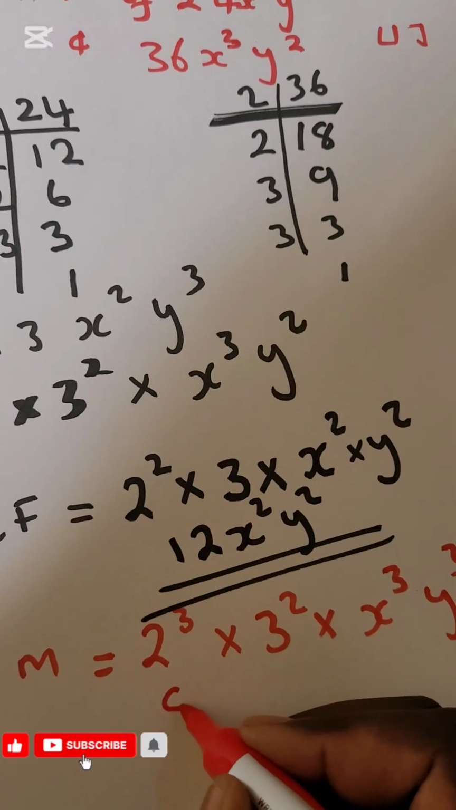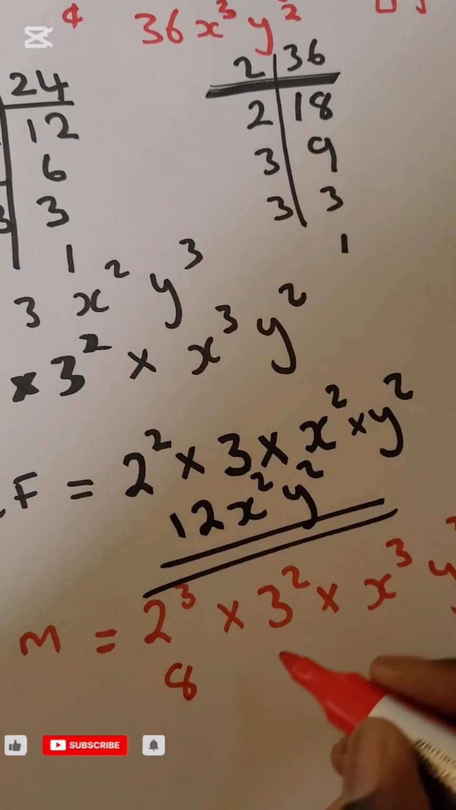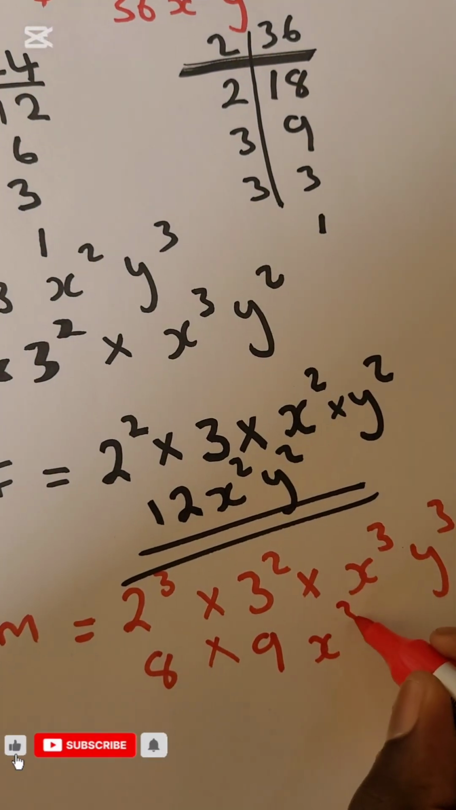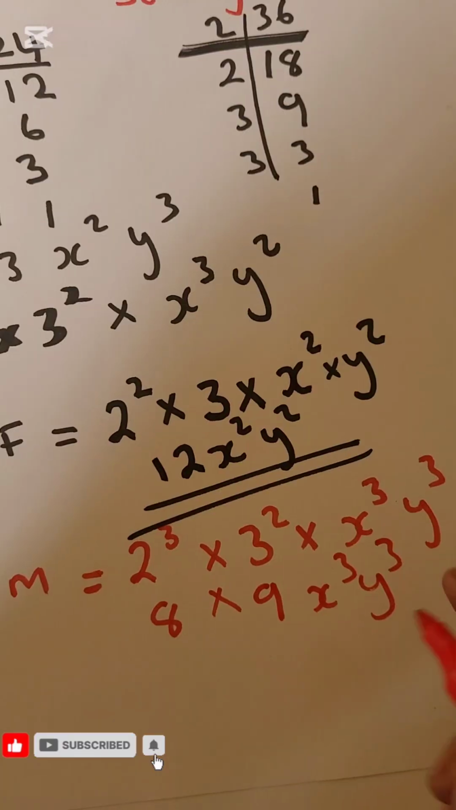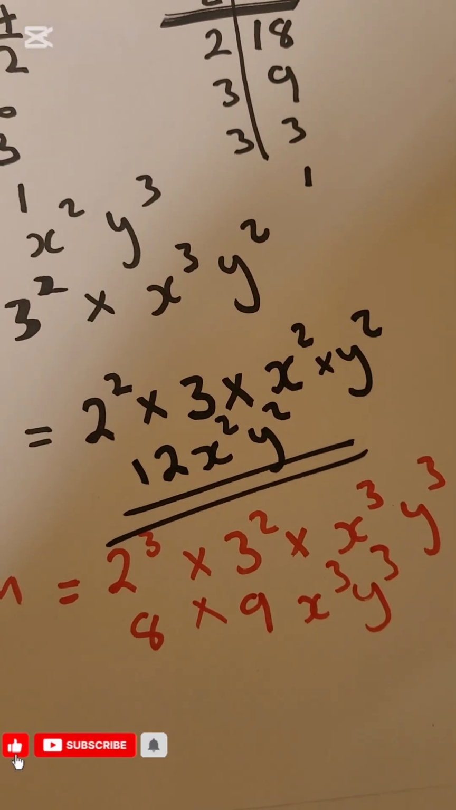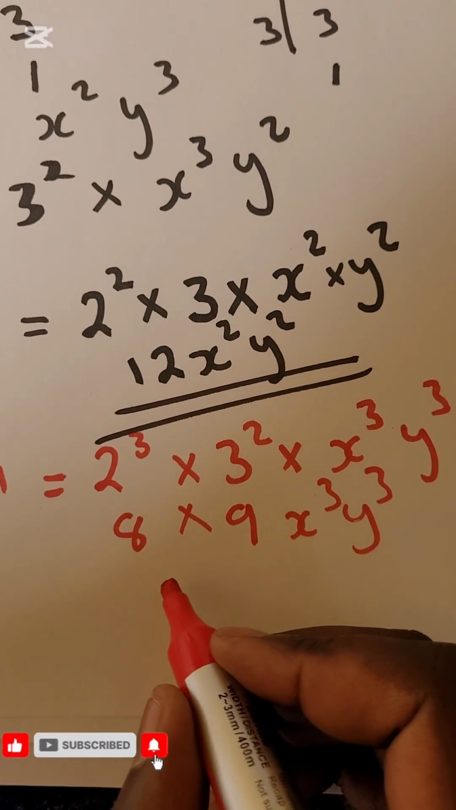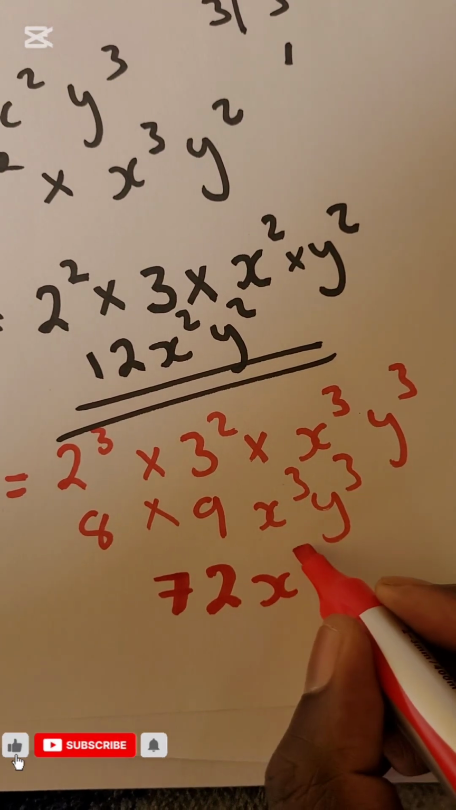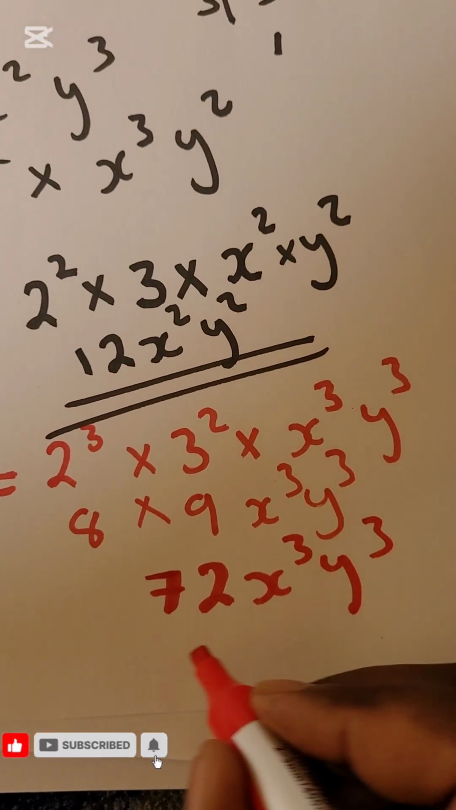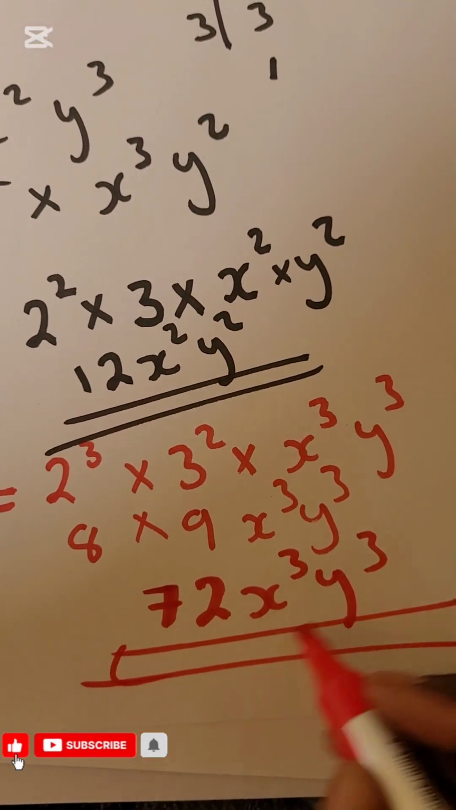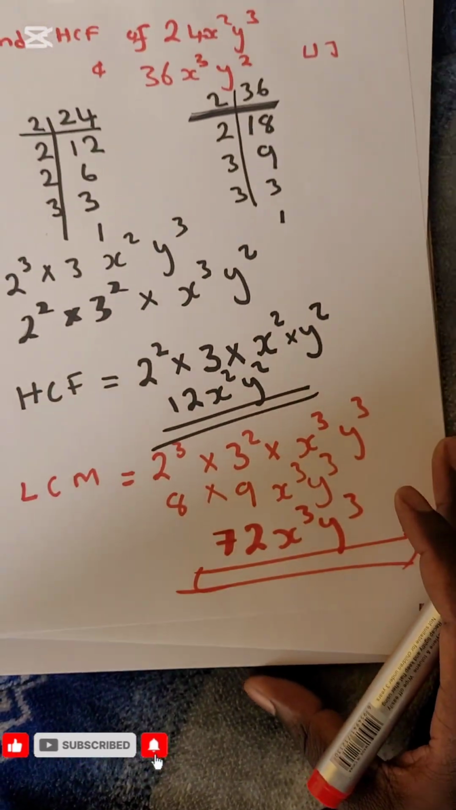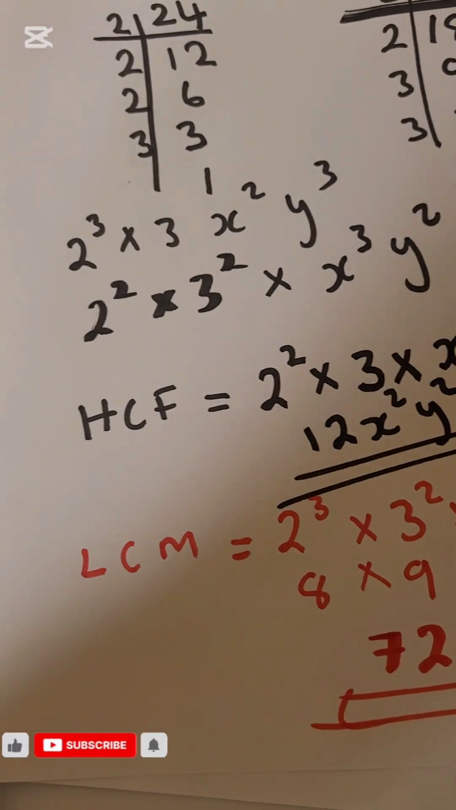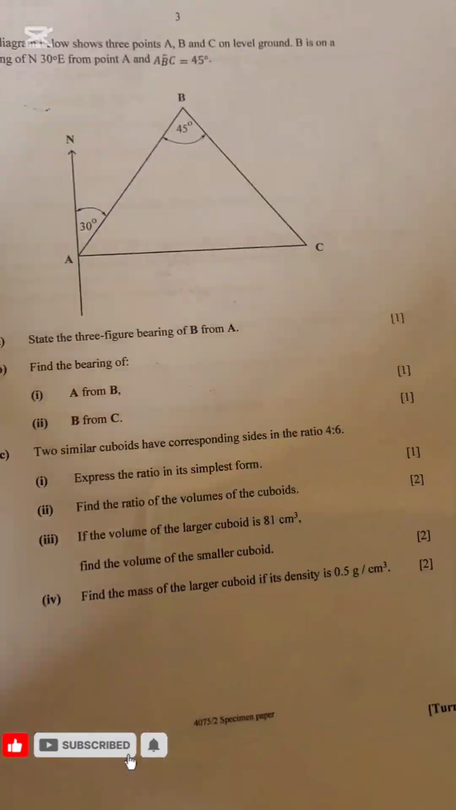So 2 to the power of 3, we get 8. 2 times 2 is 4, times 2 is 8. Times 3 to the power of 2, we get 9. Then x to the power of 3, y to the power of 3. 9 times 8, you get 72 x to the power of 3, y to the power of 3. That's our LCM. So LCM comes from all bases with the highest power. Okay, so let's go to the other side.